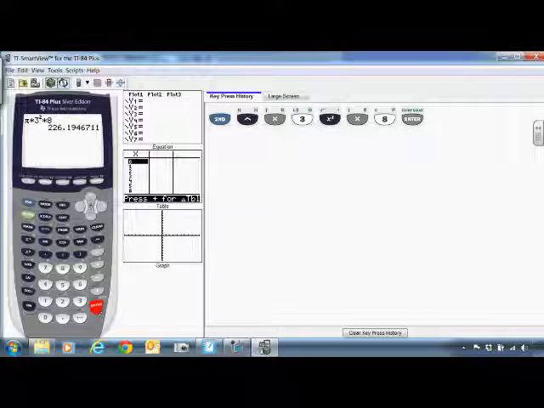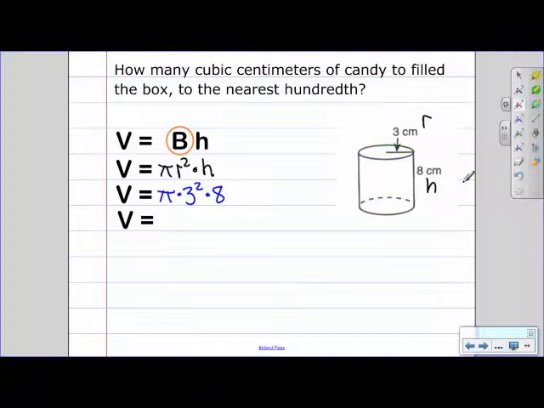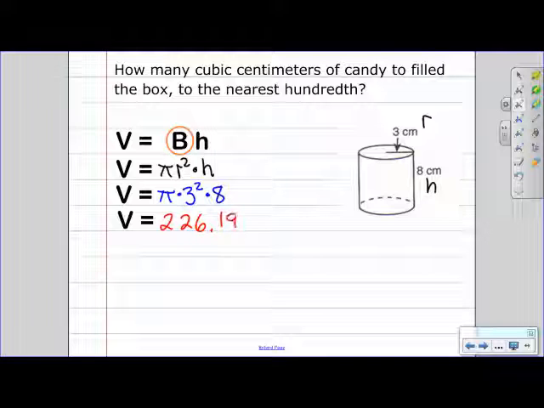Let's go back to our question. So now we can see that the volume of our cylinder is 226.1900 centimeters cubed. Now let's move on to the next question.